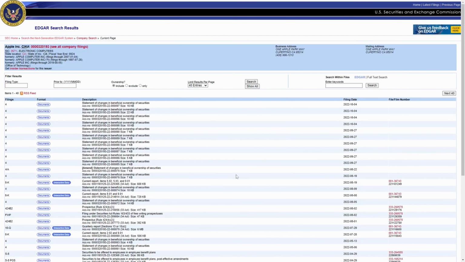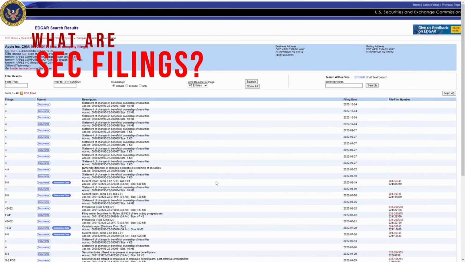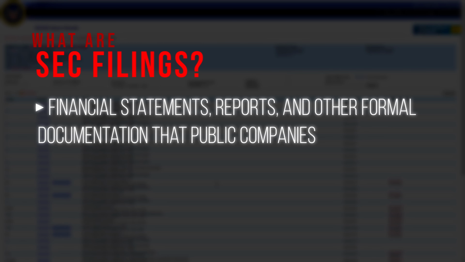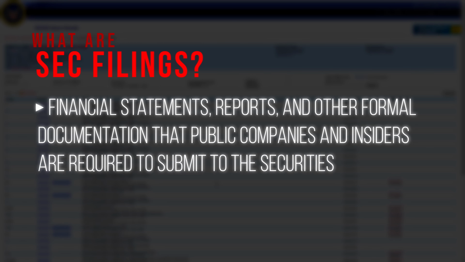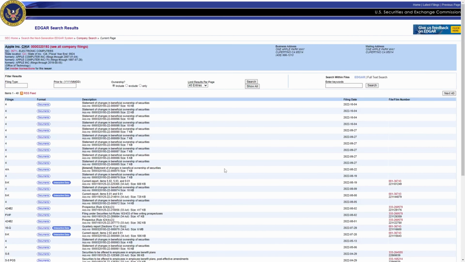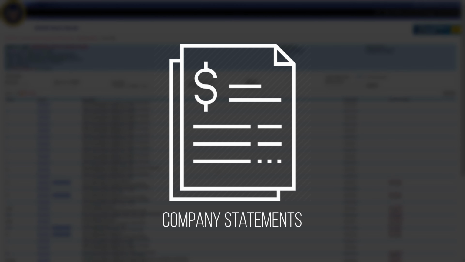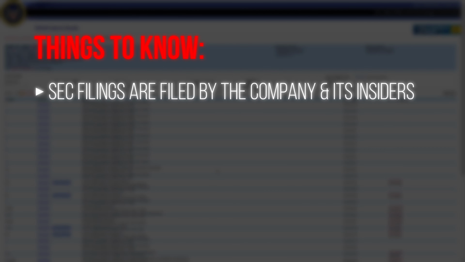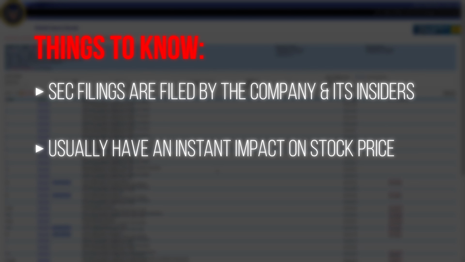So to introduce SEC filings to you newcomers, SEC filings are by definition financial statements, reports, and other formal documentation that public companies and insiders are required to submit to the Securities Exchange Commission. Now, I know that's a mouthful of words, but what that basically means is that these SEC filings are important statements from the company that might have an impact on the stock price. These documents are filed by the company and their insiders, and usually these filings will have an instant impact on the stock price as soon as they're filed.